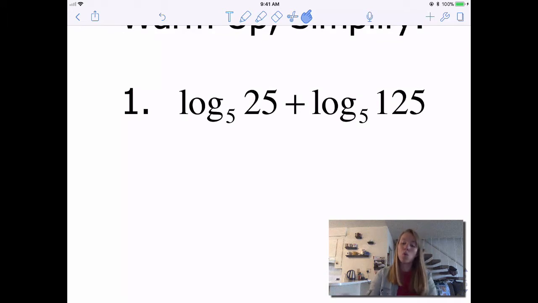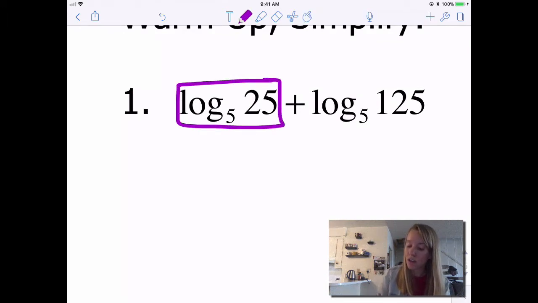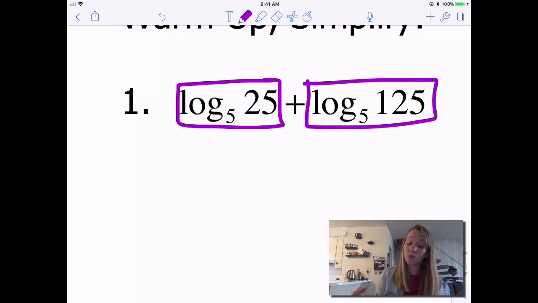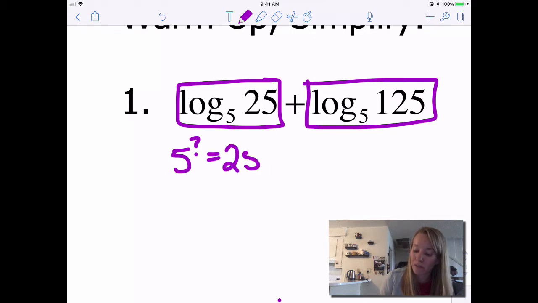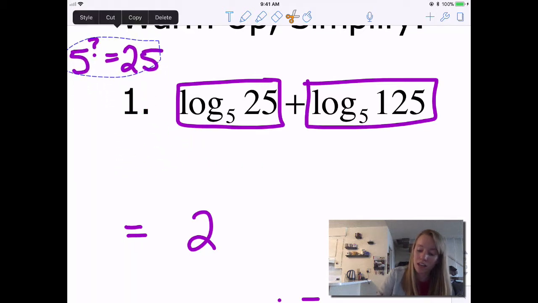Tell me what exponent each of these logs is equal to. So log base 5 of 25. This means the power that makes 5 to the power equal 25. So that first question mark is 2. This is kind of like scratch work, so I can put that over to the side.